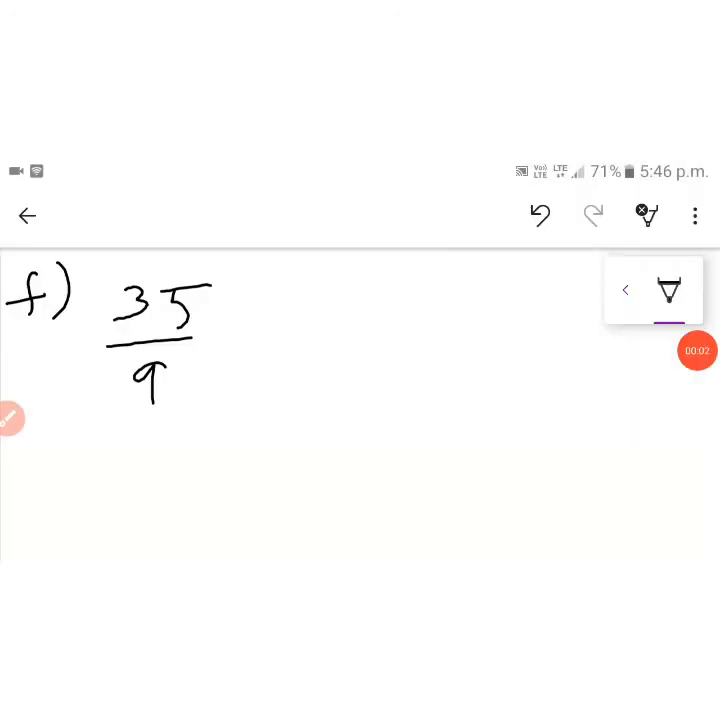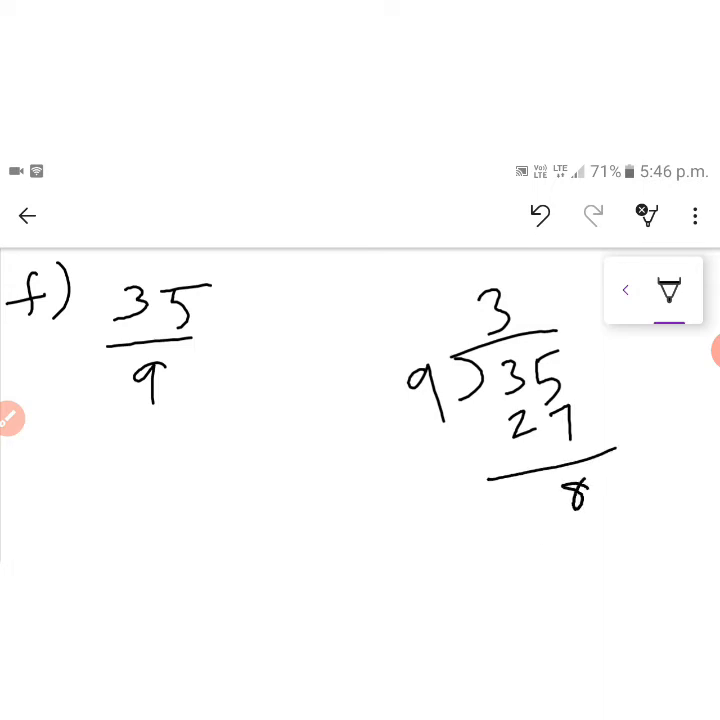F part: 35 by 9. 9 into 3 is 27. 35 minus 27 is 8. Therefore, 3, 8 by 9. Quotient, remainder by divisor.